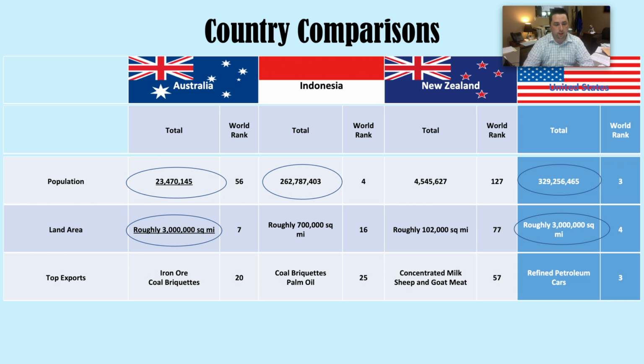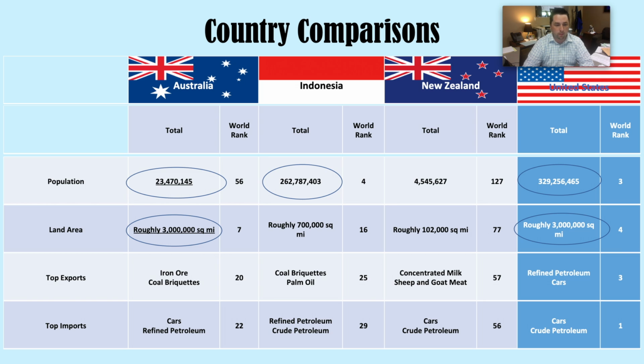Take a look at their exports and their imports. Iron ore, coal, briquettes are two of the big ones. In New Zealand, concentrated milk and sheep and goat meat are their top 2 exports. You can see they're ranked 57 in New Zealand. The United States is number 3 in top exports. Australia and Indonesia 20 and 25.